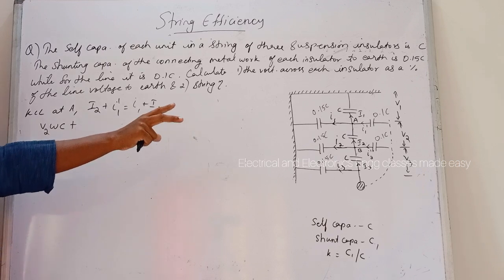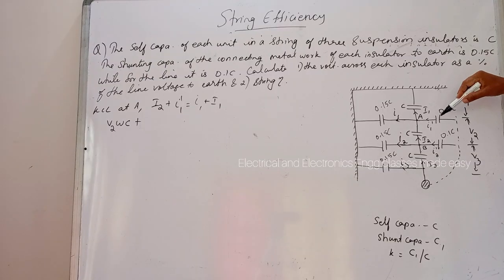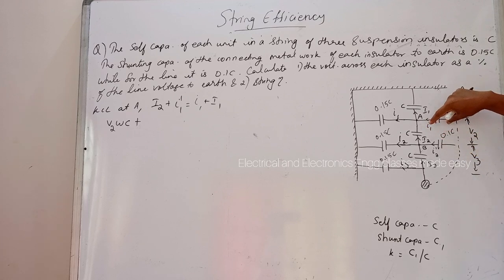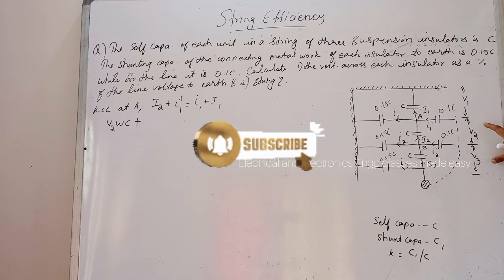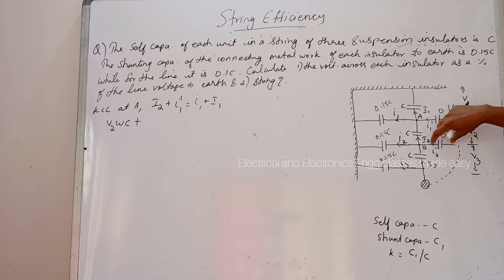So what is the voltage across that shunt capacitor? Here the voltage across this capacitor is the voltage between this point and this point, so it is equal to V2 plus V3. It is the sum of these two voltages. Similarly, the voltage across this capacitor is the voltage between this point and this point, and that is equal to V3.